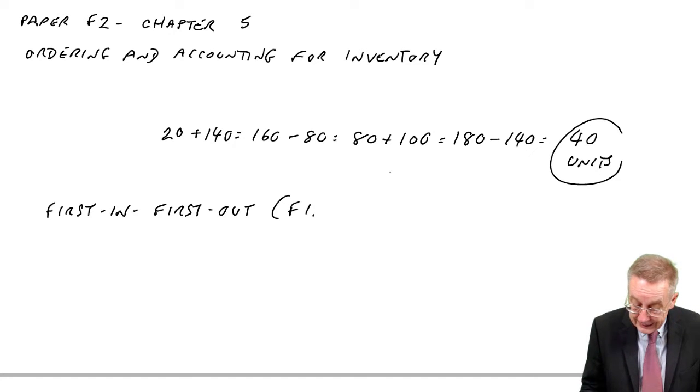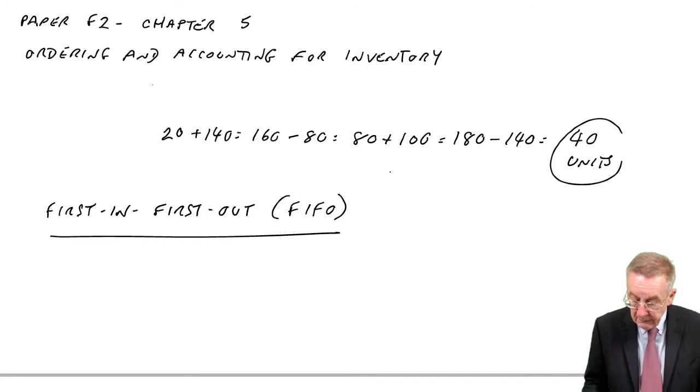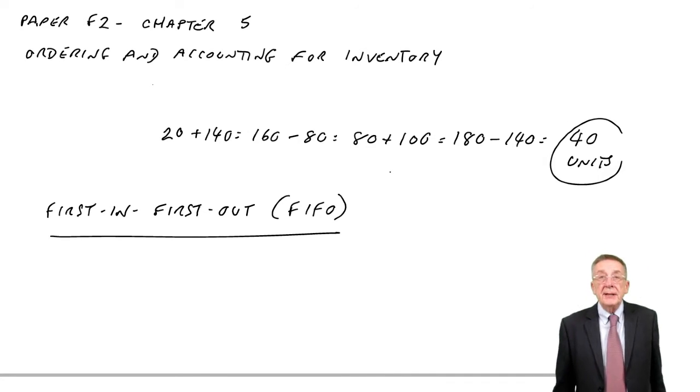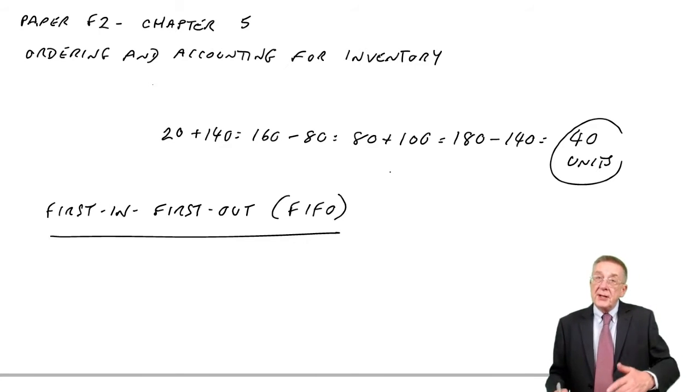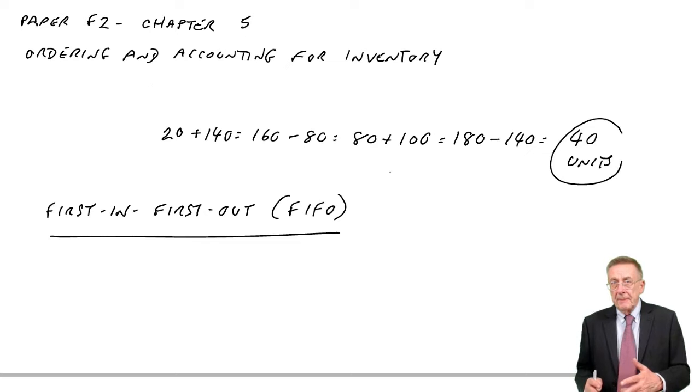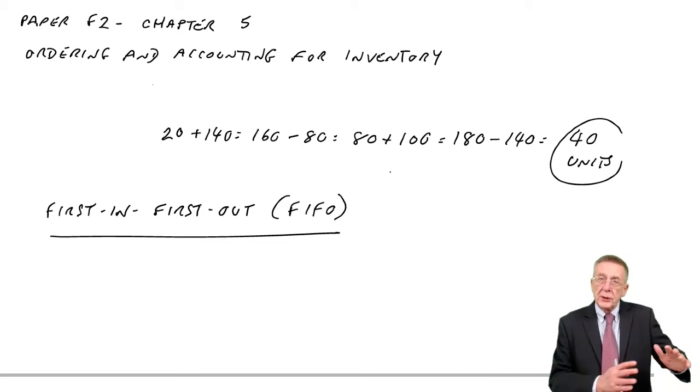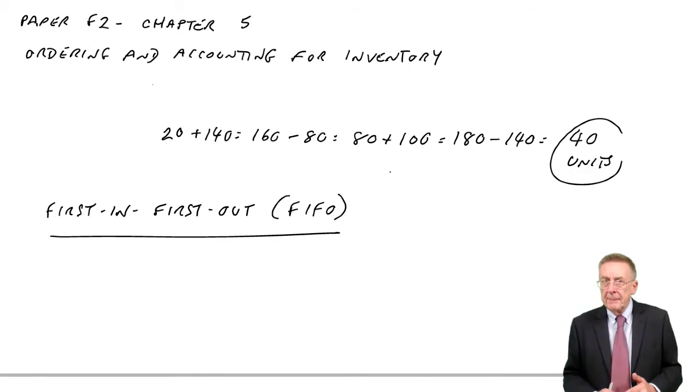Or FIFO. And as you'll see as we go through it, with first in, first out, we assume that whenever we issue any, we're always issuing the oldest ones. That we issue them out in the order in which we actually receive them.